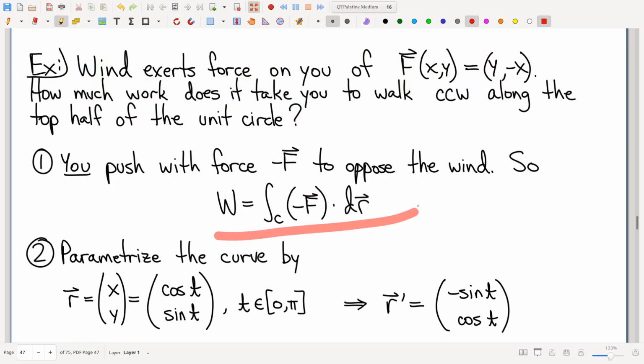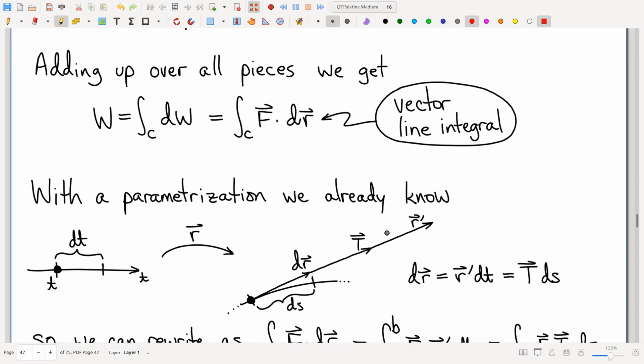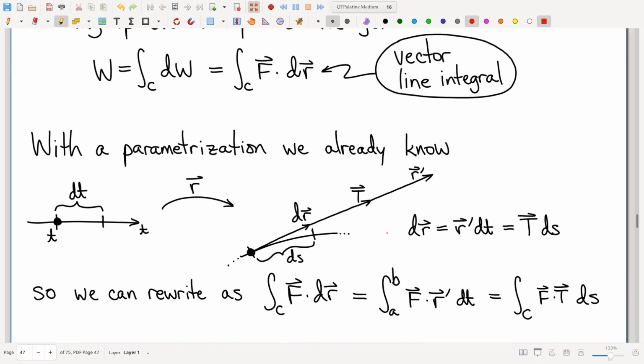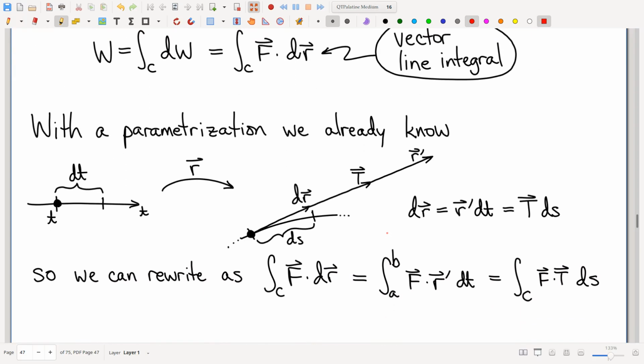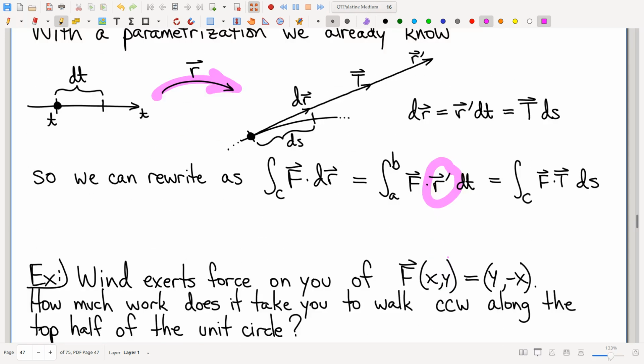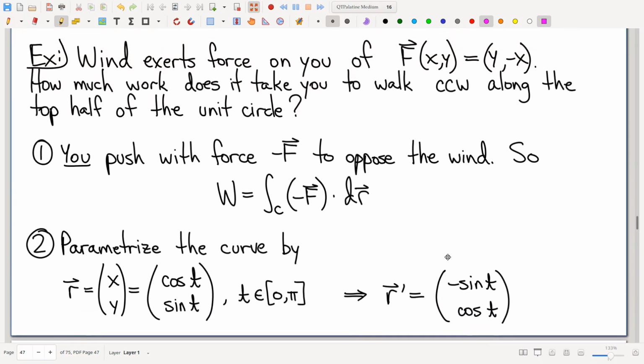Let's see. So we have ourselves our vector line integral now. And how do we compute vector line integrals? Here it is. The way we compute vector line integrals is we parameterize the curve. We compute the R prime that we're going to need in order to use this plug and chug formula. And we plug and chug. Okay, so let's parameterize the curve.